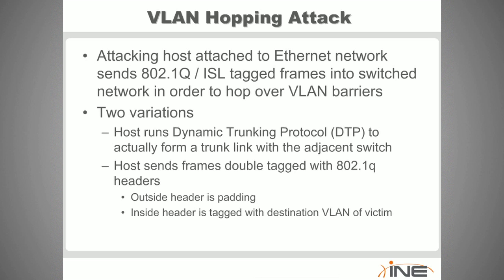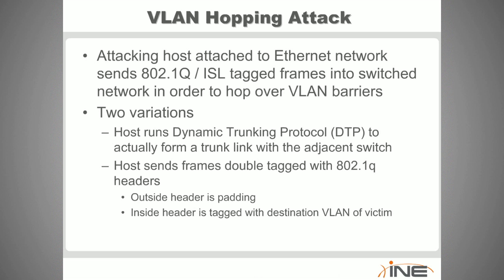But in a large flat layer 2 network, it definitely can be a potential problem. Now, the other variant of this would be double tagging frames as 802.1Q, meaning that they put an outer frame tag as a garbage tag that could be any VLAN number, then an inner tag that is the destination VLAN that they are trying to reach.